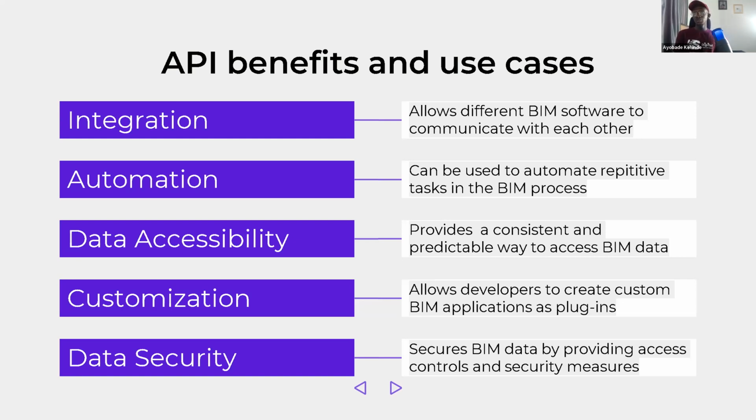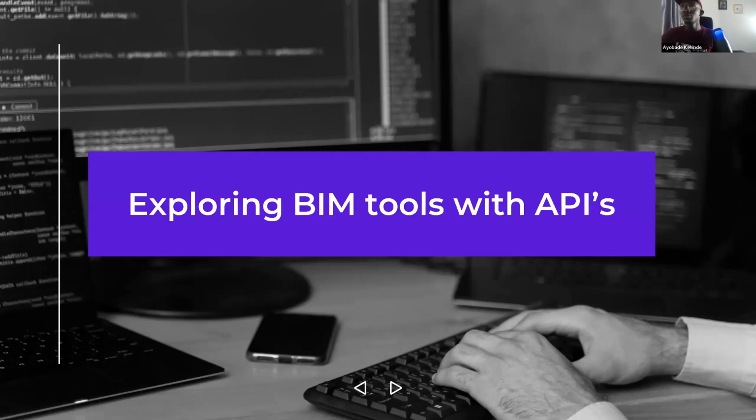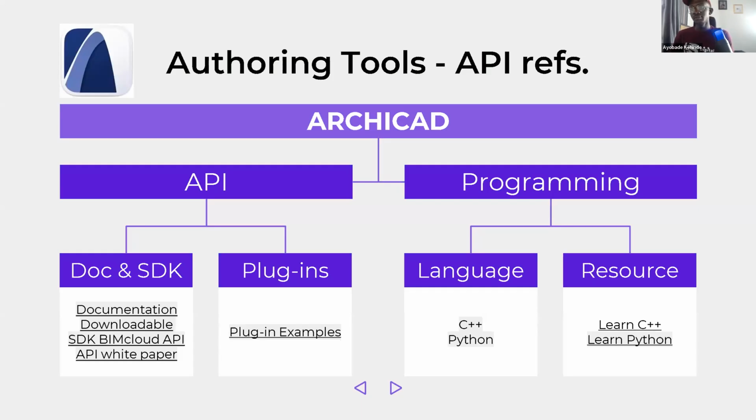Now you can also carry out data security. Data security is possible. It helps you secure your BIM data by providing access controls and security measures. Now, let's explore BIM tools that have APIs available on the web. Let's start with BIM authoring tools. This first one here is ArchiCAD.